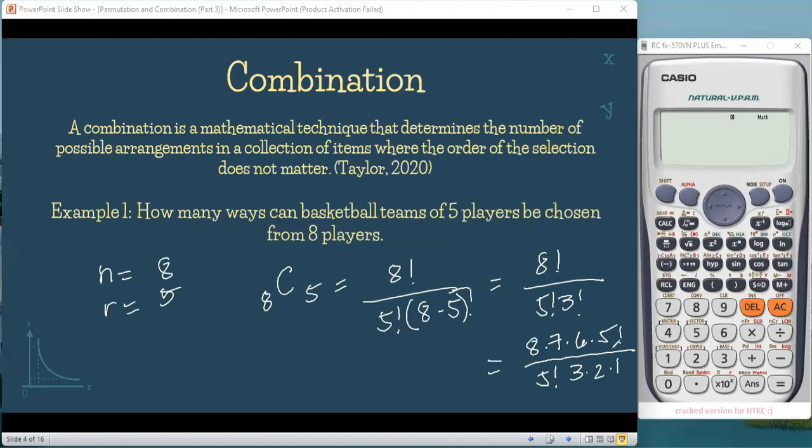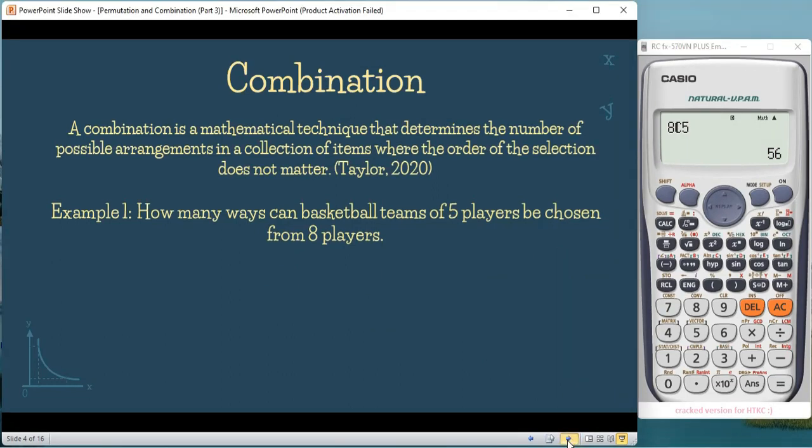So cancel na po natin because 5 factorial divided by 5 factorial is just 1. So 8 times 7 times 6 divided by, so 3 times 2, that is 6, 6 times 1, that is 6. So divided by 6 tayo. So our answer must be 56. Let's proceed with the other example.